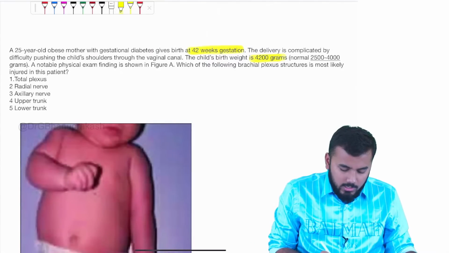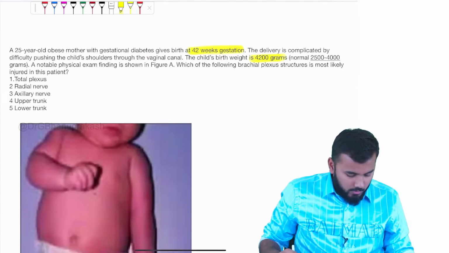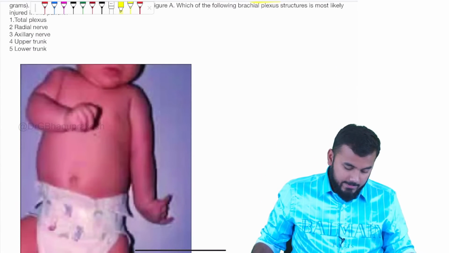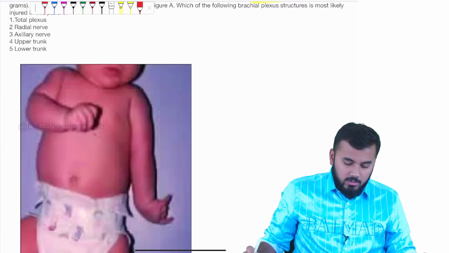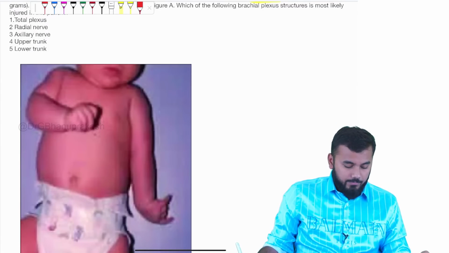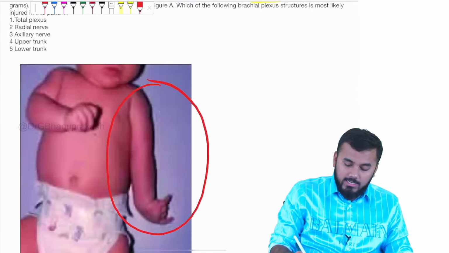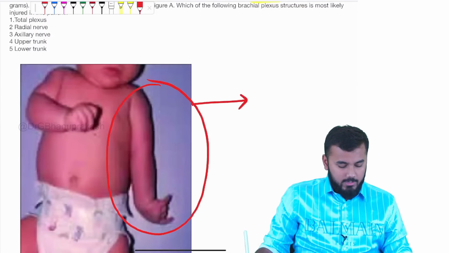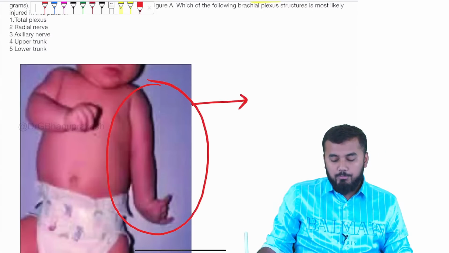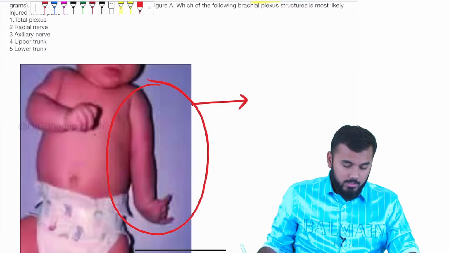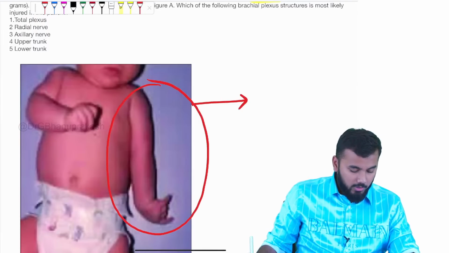The child's birth weight is 4,200 grams. Notable physical examination is found. So how is this? Which nerve is damaged? Here it is asking. Dr. Benedict, look here carefully. Which nerve is damaged? First of all, tell me what is this kind of deformity?